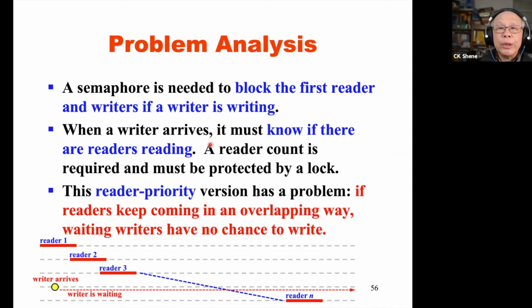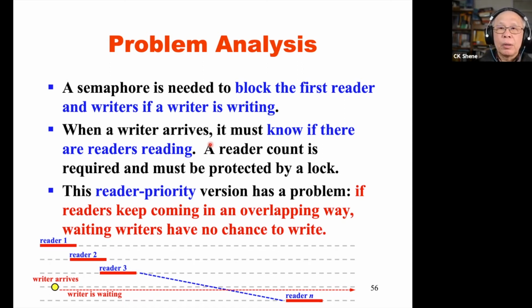Then how do we know whether there are readers reading? The easiest way is you have a counter. When a reader comes in, we add 1 to it. When a reader finishes his reading, subtract 1 from it. So this counter definitely is increased and decreased by readers. Let me call it reader count. This reader count is accessed and modified by readers.